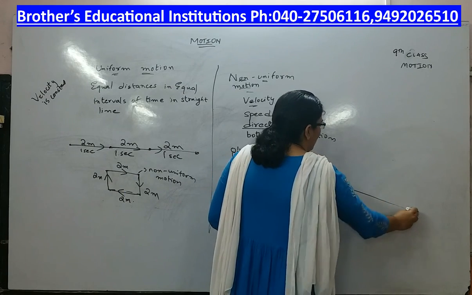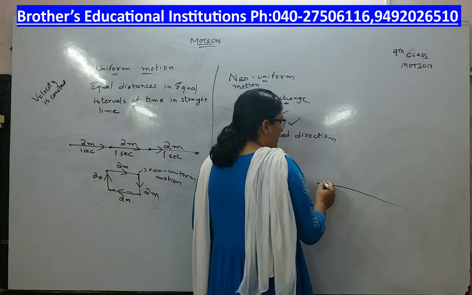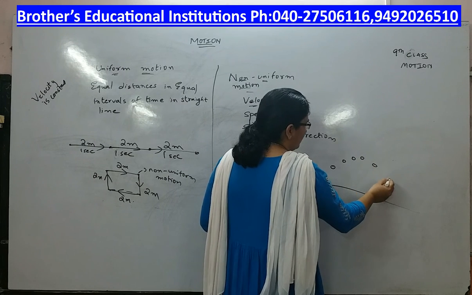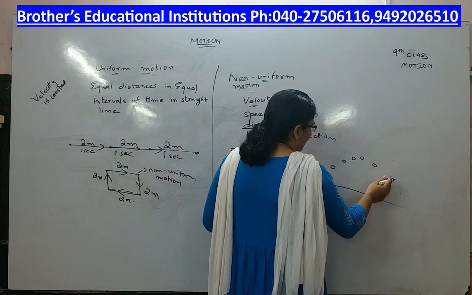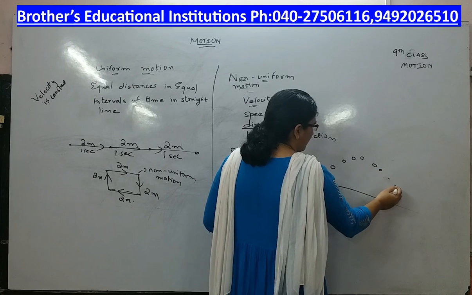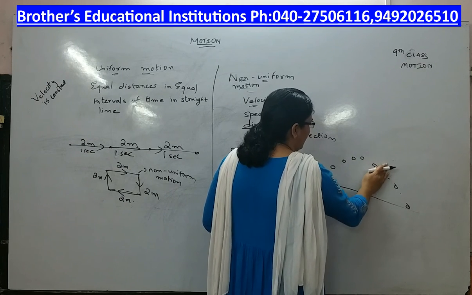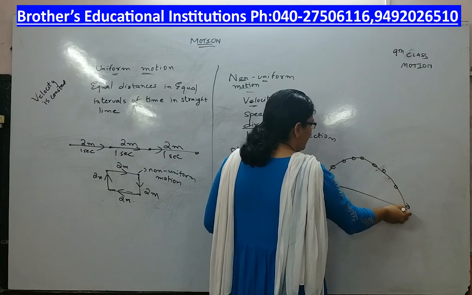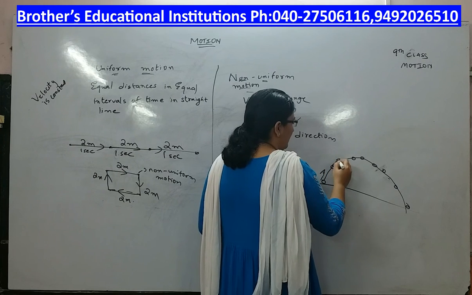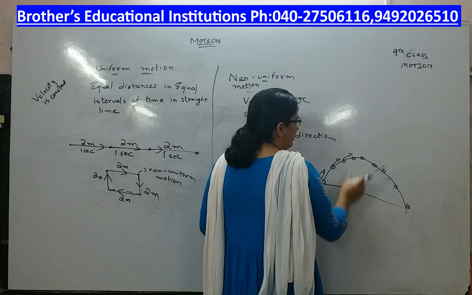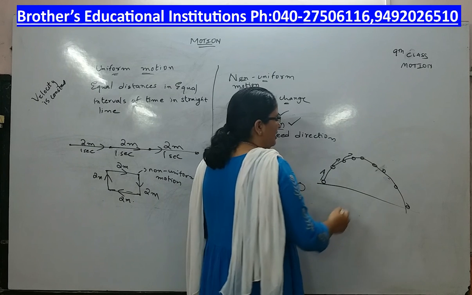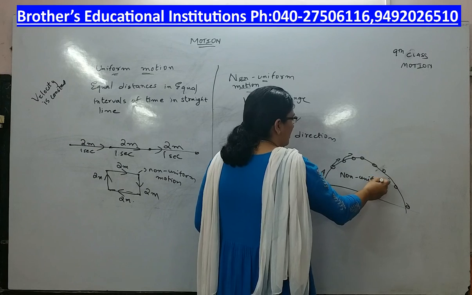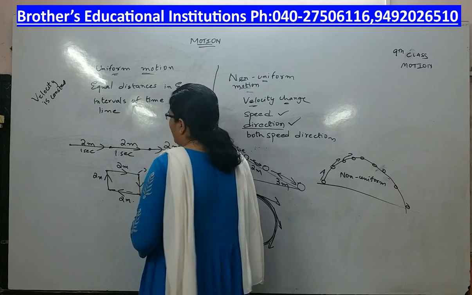Imagine that you have thrown a stone in the air at some angle. Then how does the stone move? It will move like this. Its direction changes and speed also changes continuously. So both speed and direction are changing. So this also comes under non-uniform motion.